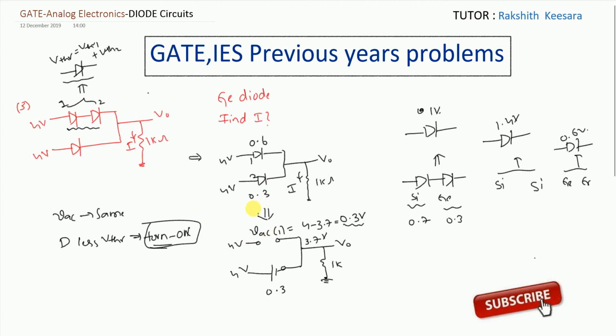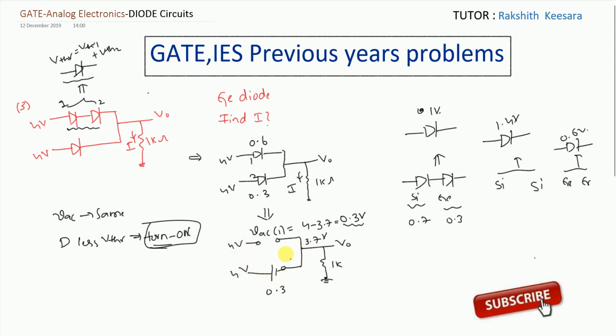What I am doing is, I am considering this series as one diode which is having threshold voltage equal to this plus this. Next I am open circuiting this. After open circuiting I am finding the voltage difference VAC. Since the VACs are the same, the diode which is having less V threshold will turn on first. Diode 2 is having the less threshold voltage, so I am turning on that. After turning on, I am getting 3.7 volt here.